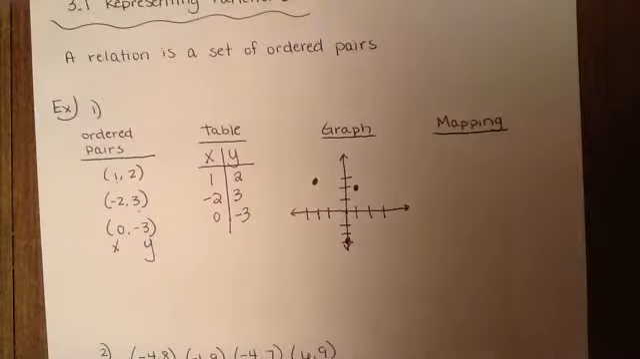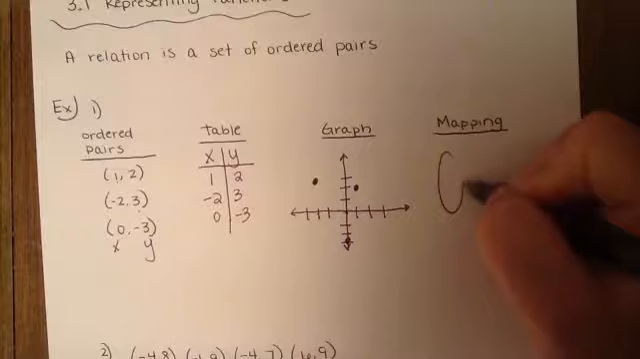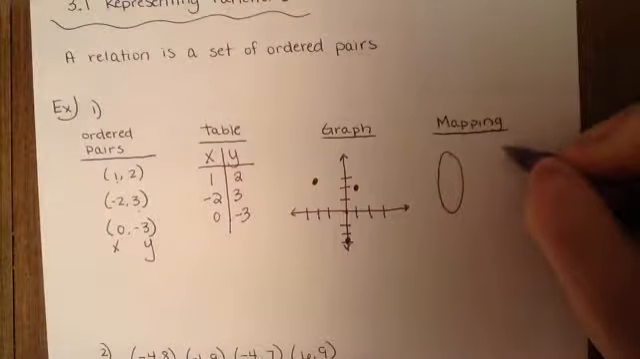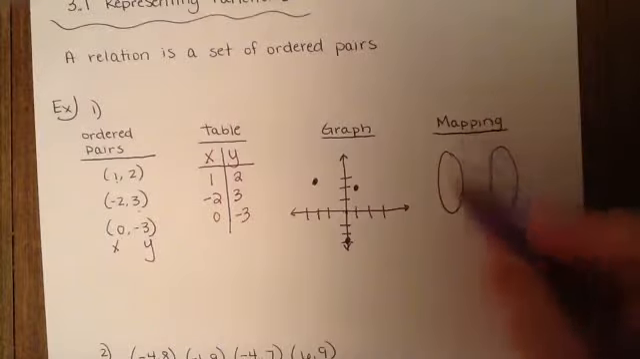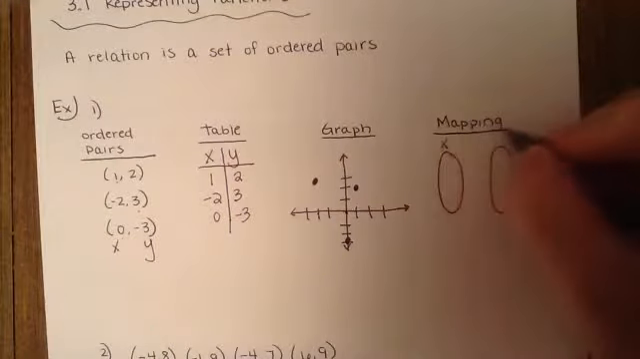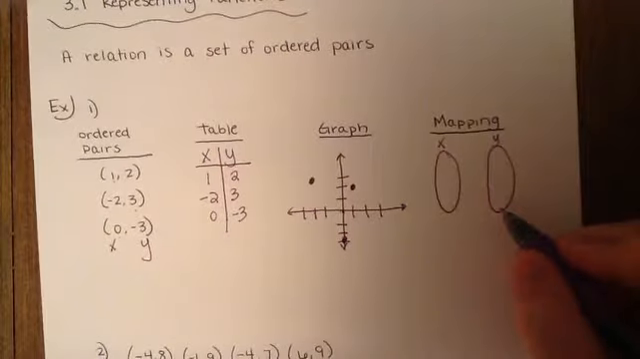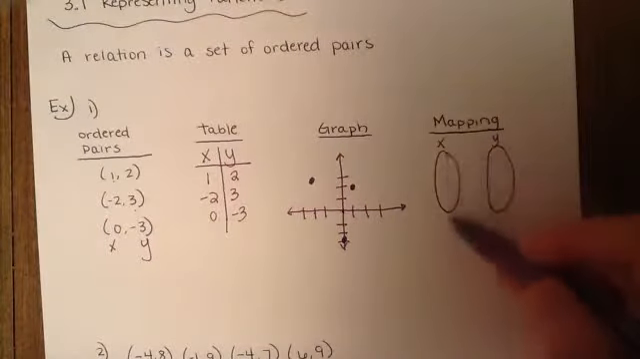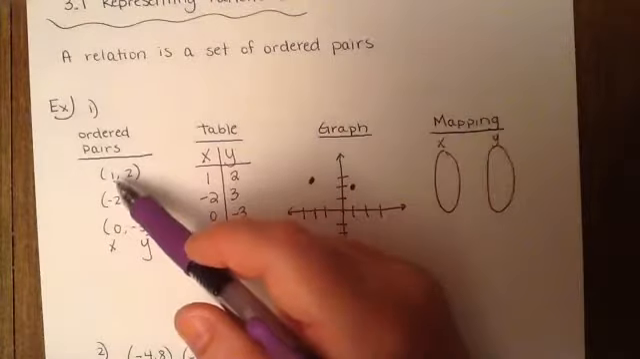The last thing we need to do is mapping. So I'm going to have these ovals here. And when we do a mapping, our x values go in the first one, y values in the second. I'm going to list my x values, and I'm not going to have any repeat. If there's any repeaters, I'm not going to list them twice.